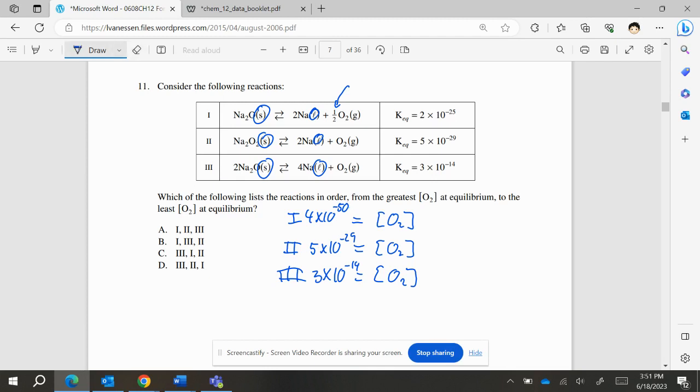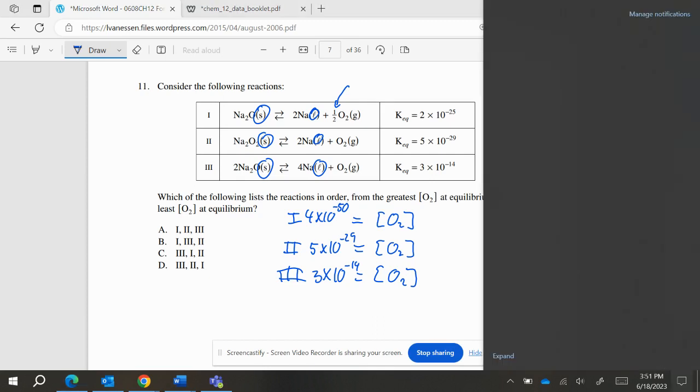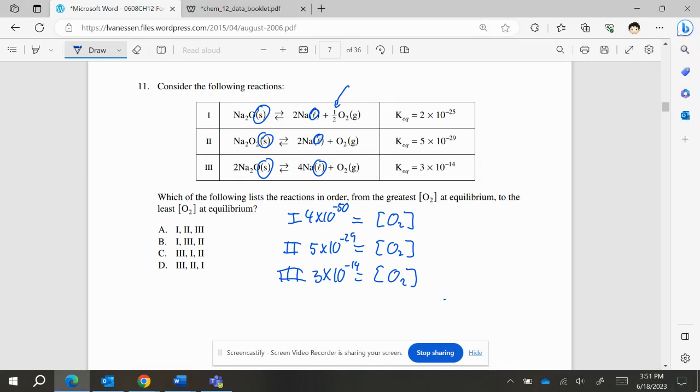Now that we've calculated the concentration of O2 for all of them, which one has the greatest concentration of O2? Well, 3 has the greatest concentration, and then it's 2, and then it's 1. So 3, 2, 1, right there.